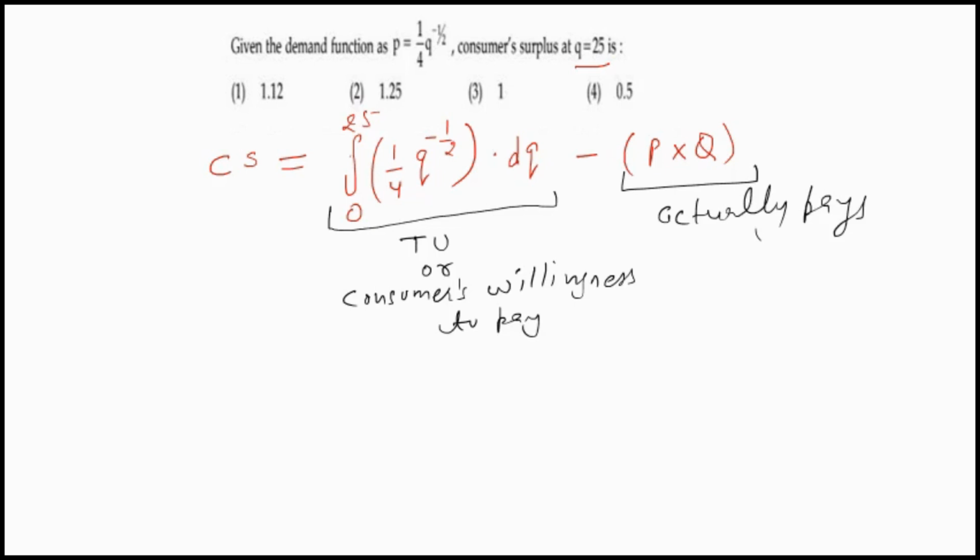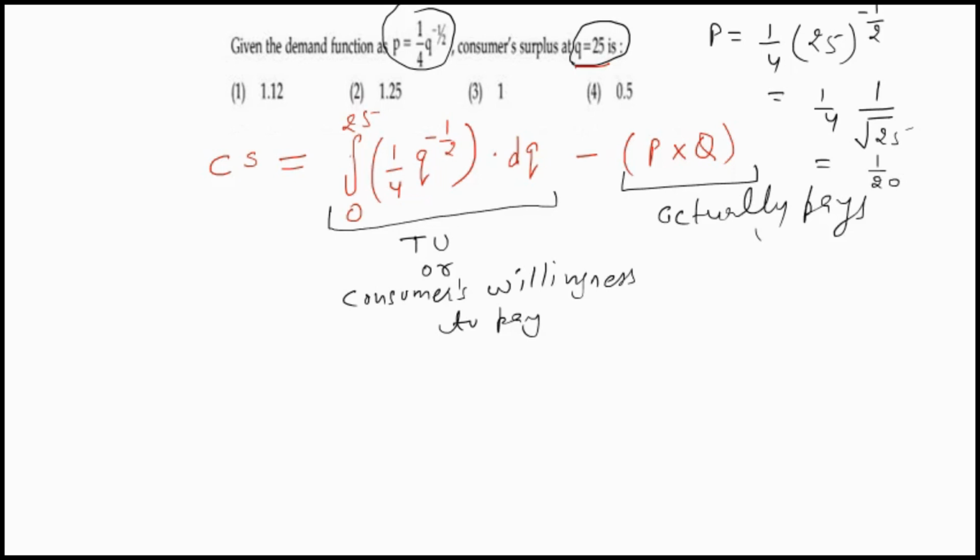This is very simple. First you put q is equal to 25, this value, into this demand function. What do we get? P is equal to 1 by 4 into 25 raised to power minus half. That means this is 1 by 4 into 1 upon root 25. This gives us 1 by 20, and this is price. And first we multiply price with quantity, which is 25.